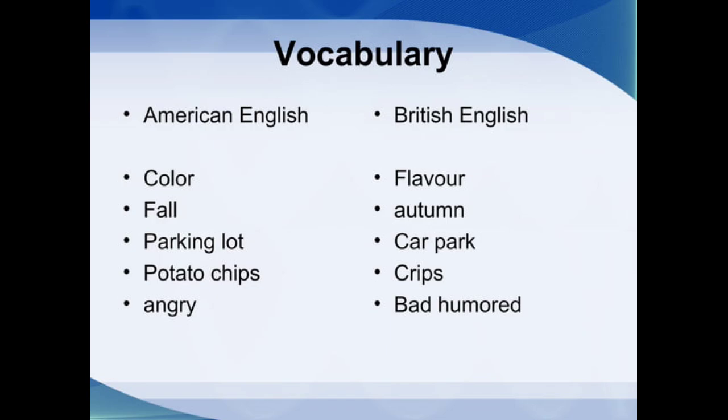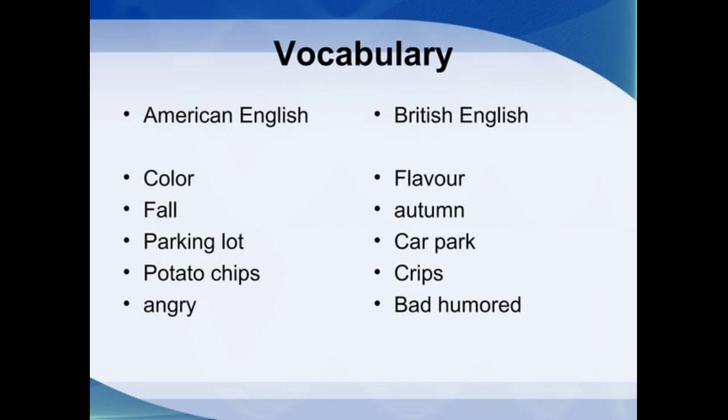Fall, American English versus autumn, British English. While both words refer to the season between summer and winter, fall is commonly used in American English, while autumn is more prevalent in British English. Parking lot, American English versus car park, British English. These terms both refer to an area where vehicles are parked, but Americans use parking lot, while the British use car park.